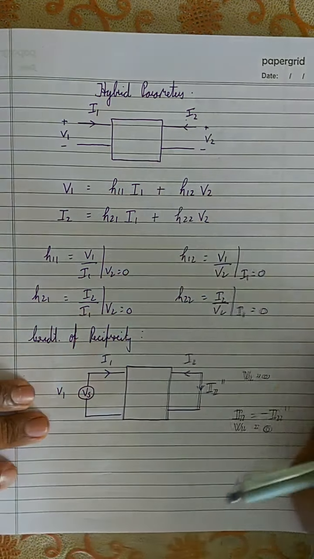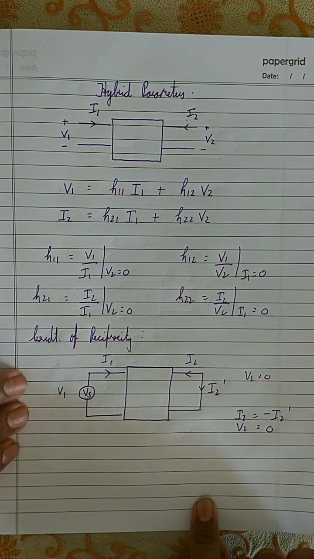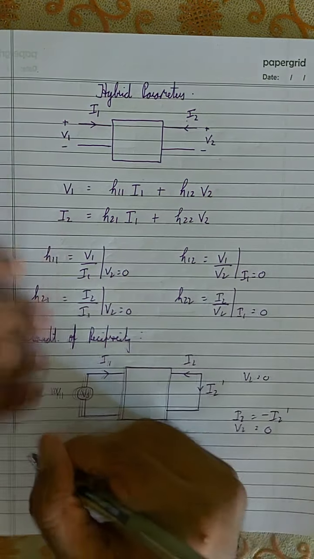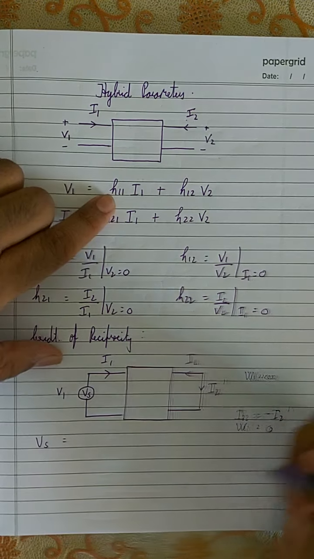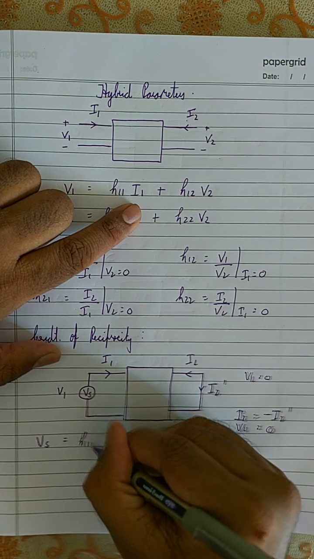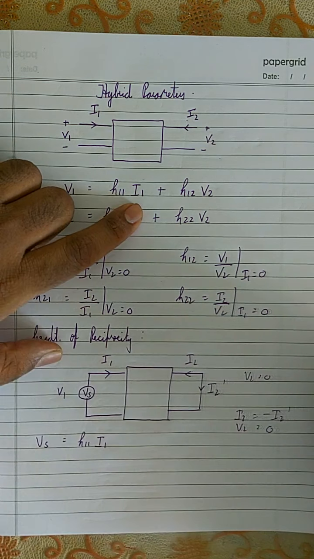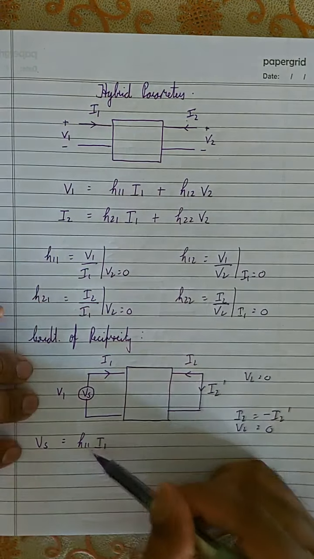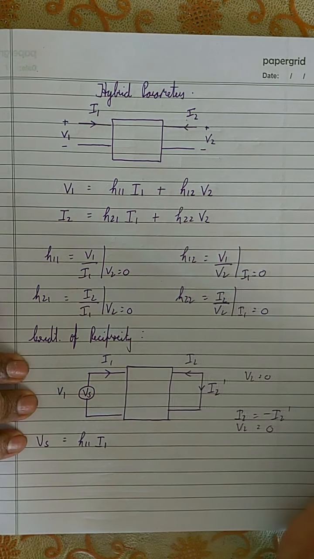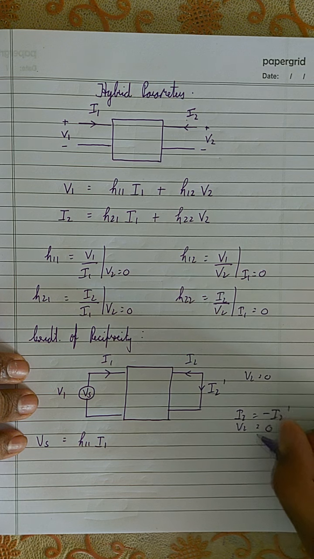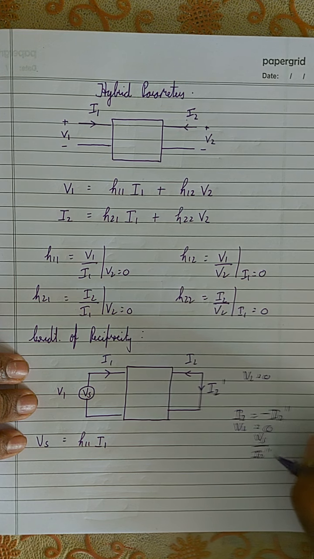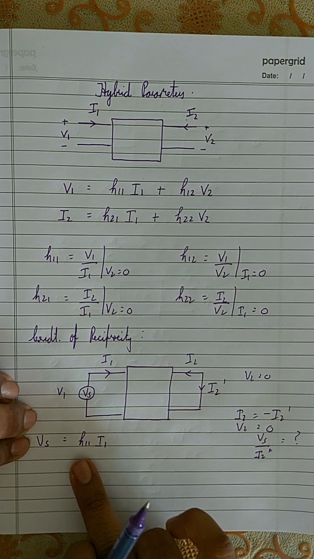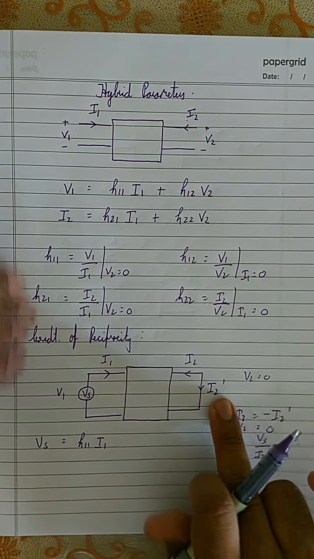Substitute this over here and then find the value of Vs by I2 dash. That is the ratio of excitation to response. So I will get V1 is Vs, Vs is equal to H11 I1 plus H12 V2, and V2 is equal to 0, so this term becomes 0. This is the equation. The other equation I'm trying to find is Vs by I2 dash. So I found the equation for Vs, and the next one is I2. What is I2? I2 is minus I2 dash.